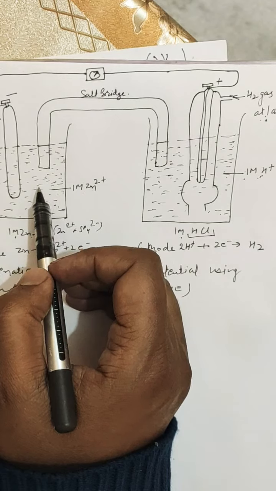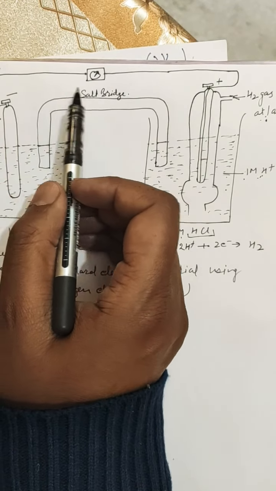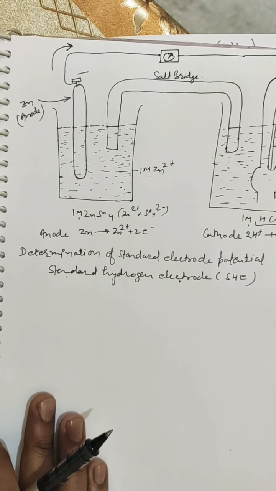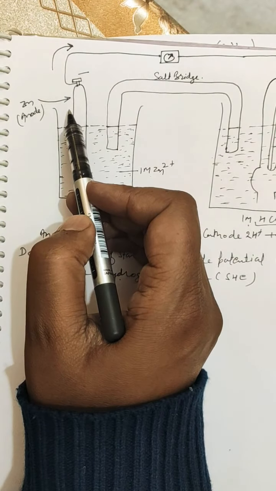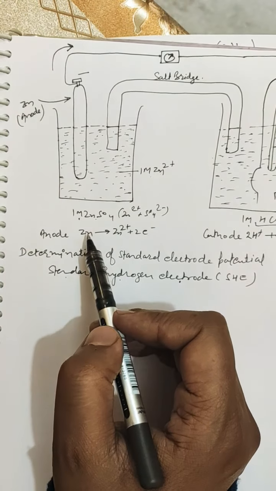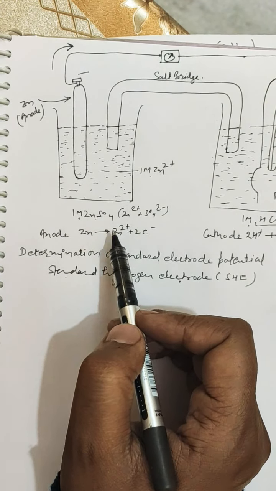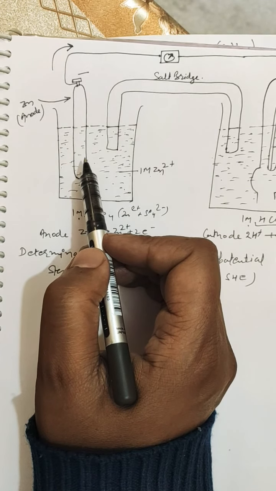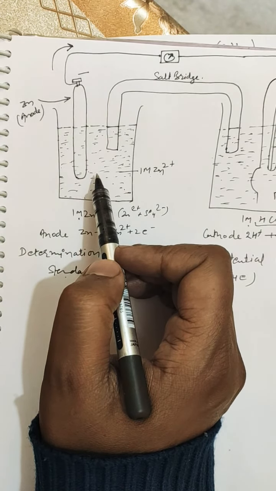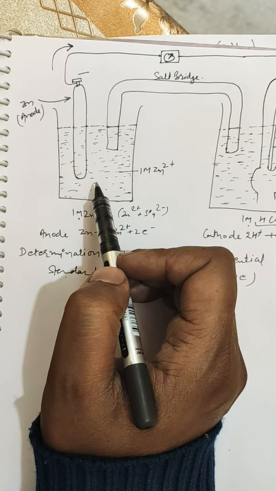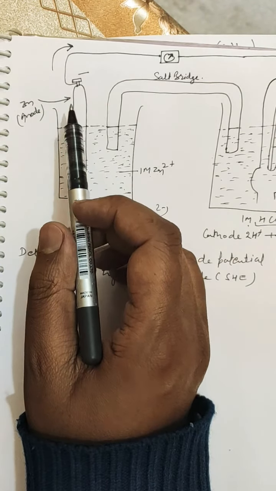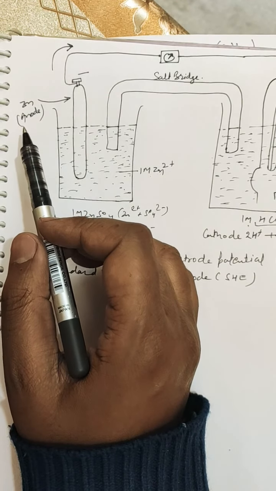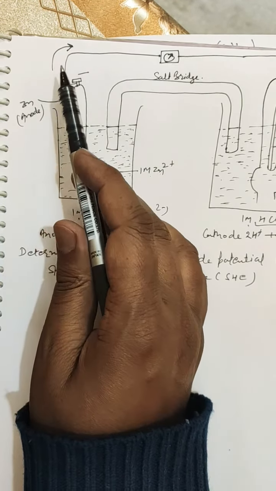When we connected these two containers with the help of an external circuit, we found that there is oxidation of zinc, that is, zinc is losing its electrons and converting into zinc 2 positive ions. That is, this metal electrode or rod is getting dissolved in the solution. So we assign it as the negative terminal, or we may call it the anode. We assign it as anode only after connecting the circuit.